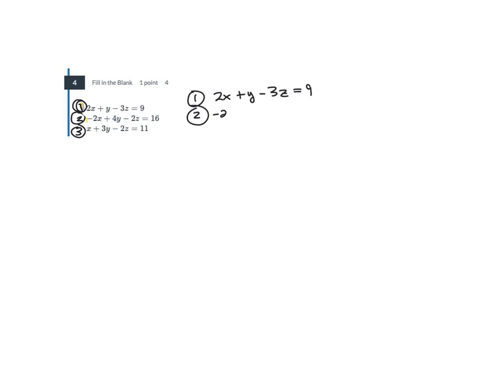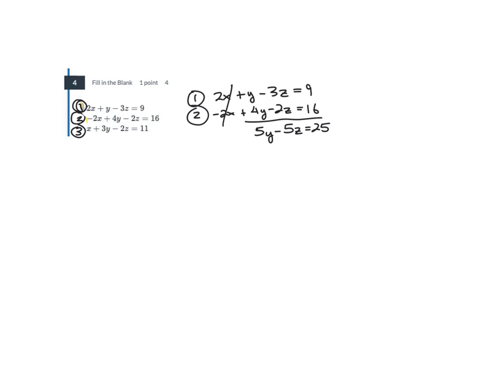All right, so we have 2x plus y minus 3z is equal to 9 for equation 1, and negative 2x plus 4y minus 2z equals 16 for equation 2. So right away, my 2x's cancel out, and I add straight down, so I have 5y minus 5z is equal to 25.